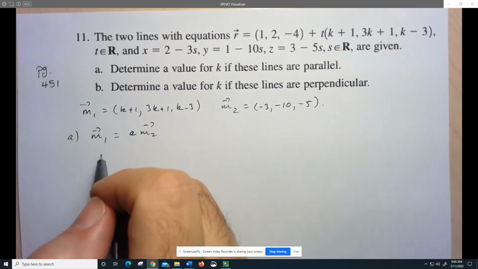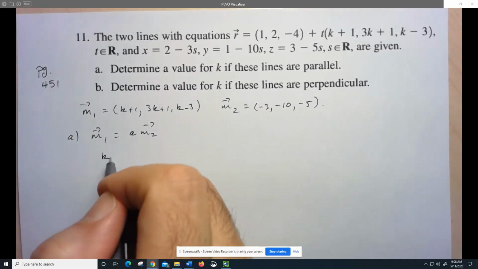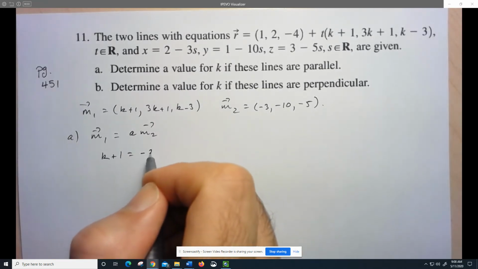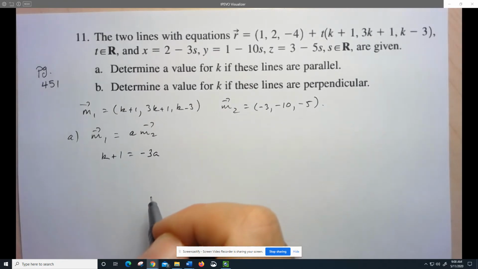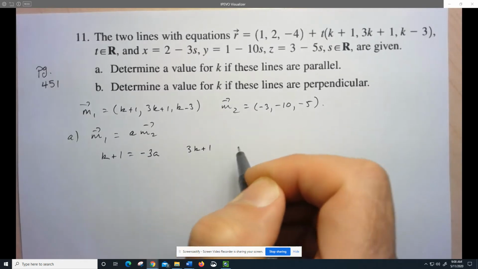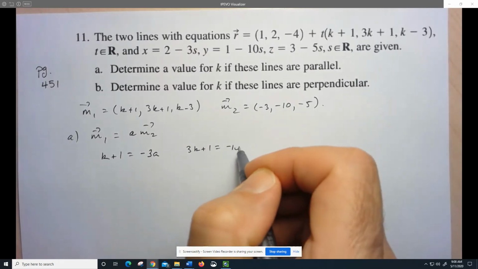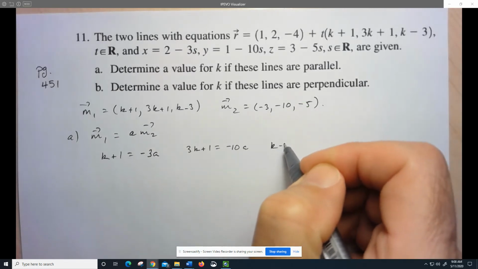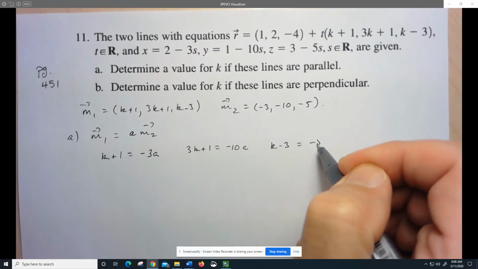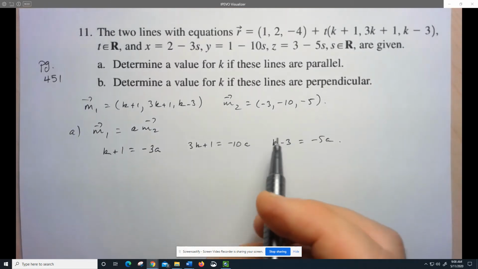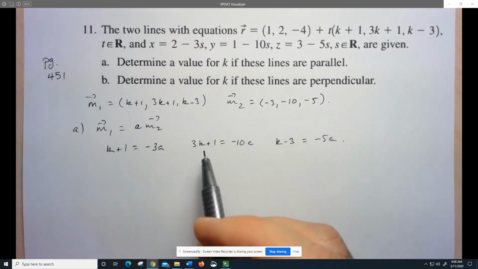So what I have is the x component, k plus 1, would have to be equal to some multiple of the x component of the second direction vector, and so on for the other components. So 3k plus 1 is going to have to be equal to -10 times this scalar multiple, and k minus 3 is going to have to be equal to -5a. Now one thing I see here is three equations with these two unknowns. The best I can do is solve two of them at one time. So let's start with that.